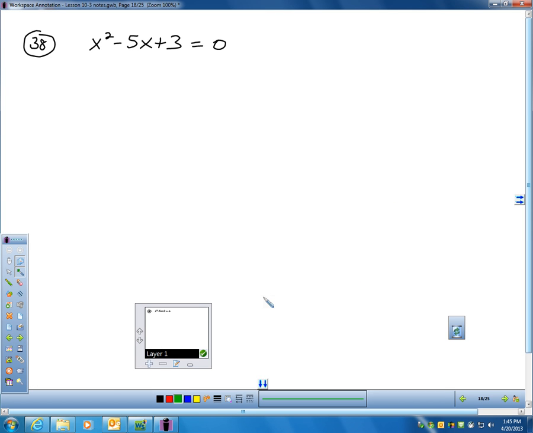Let's do one more, number 38. They want me to approximate the zeros. So let's do one more. If we want to find the zeros of the function, remember we've got to plug in 0 for f of x, which I did.